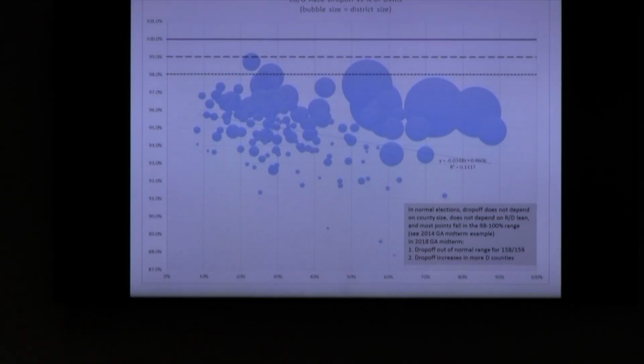Yeah, it's a little suspicious, right? It is. And it turns out that this anomaly only affected the Democratic candidate, zero impact on my opponent. It only affected the Democratic candidate in heavily Democratic counties. Wow.